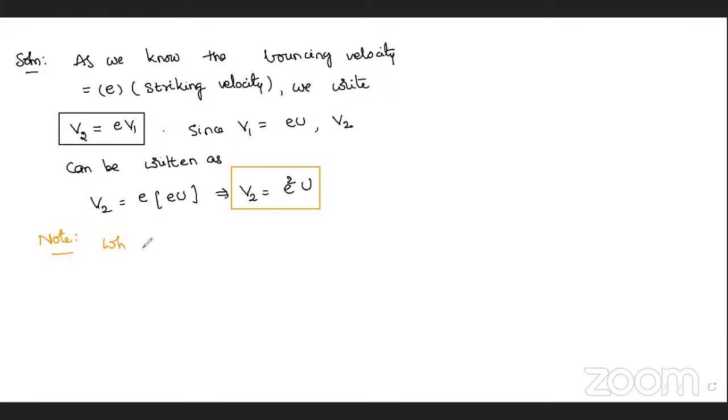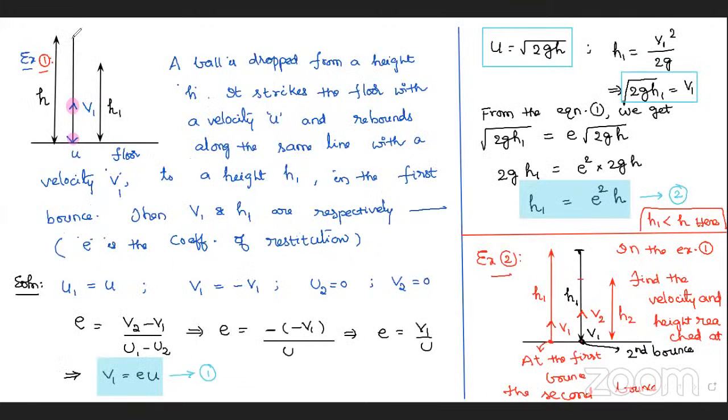When a body or ball is dropped from a height h and strikes, not thrown, dropped, keep in mind. It is dropped, which means the initial velocity while dropping here is equal to 0. Not thrown, just dropped.